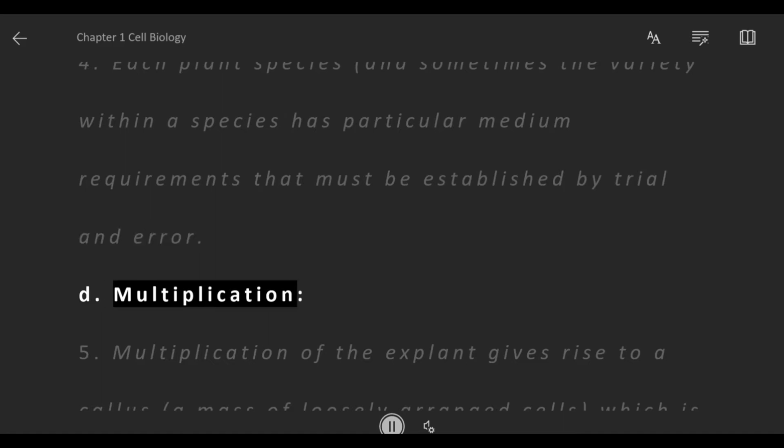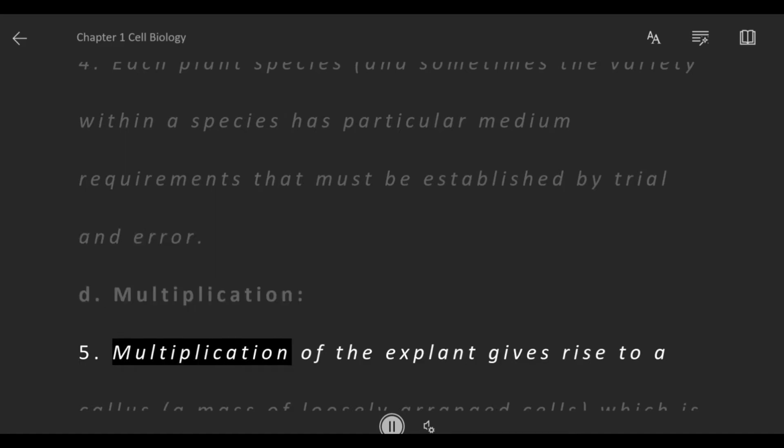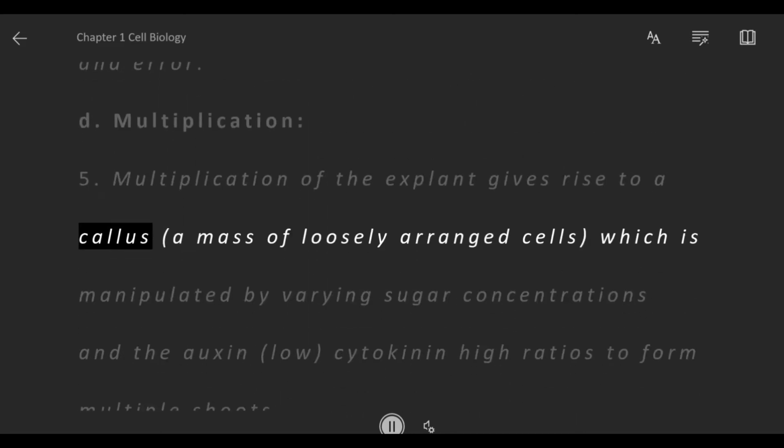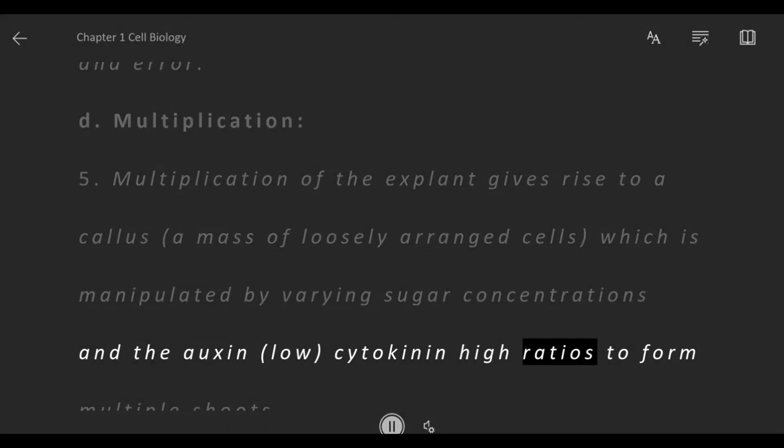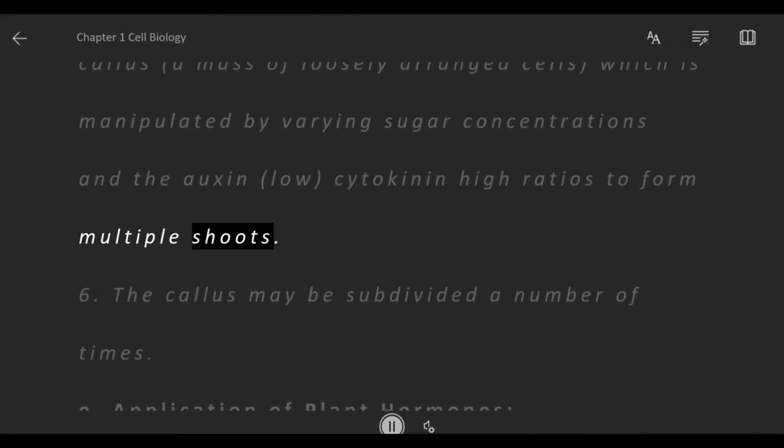D. Multiplication. 5. Multiplication of the explant gives rise to a callus, a mass of loosely arranged cells, and the auxin low, cytokinin high ratios to form multiple shoots. 6. The callus may be subdivided a number of times.